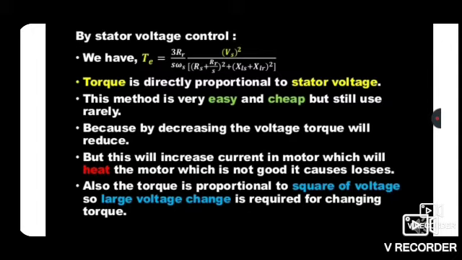This method is very easy and cheap but still used rarely, because by decreasing the voltage torque will reduce. But this will increase current in motor, which will heat the motor, which is not good, it causes losses. Also the torque is proportional to square of voltage, so large voltage change is required for changing the torque.